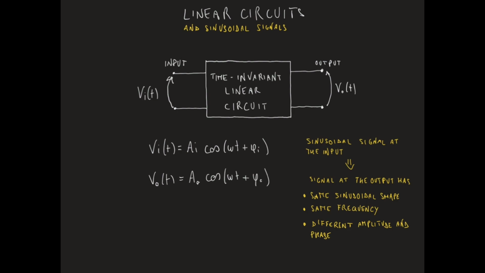This is a fundamental property of a linear circuit, so much so that this property can be used to define a circuit as linear. So, if a circuit is linear, it has this property about sinusoidal signals. On the other hand, if a circuit has this property about sinusoidal signals, then that circuit is linear.